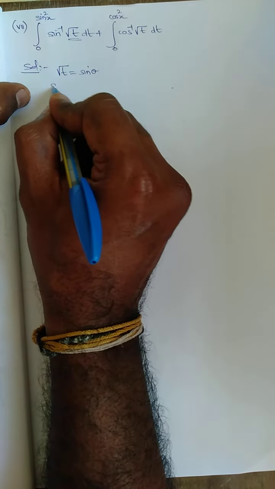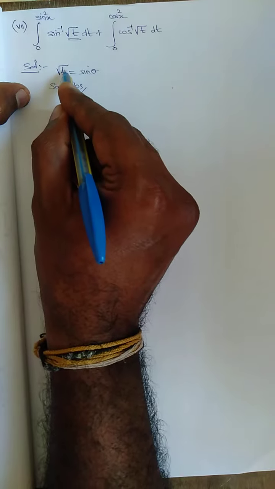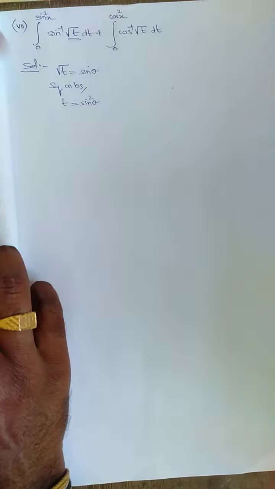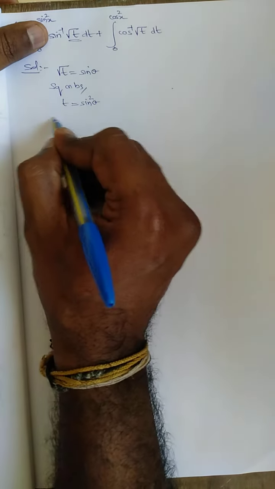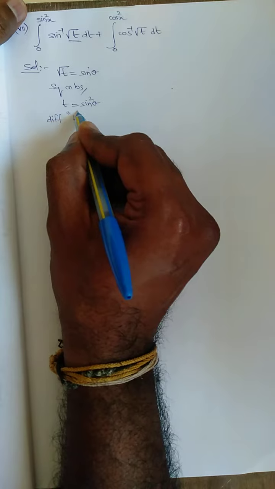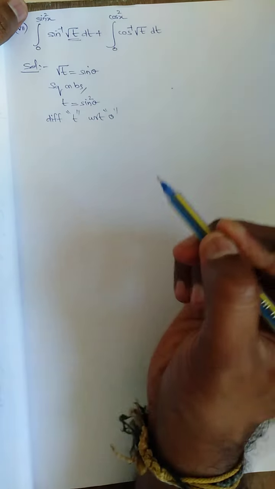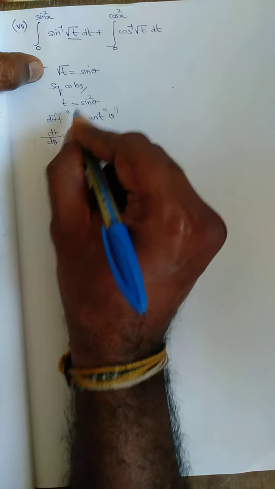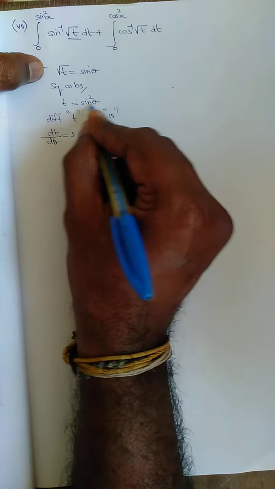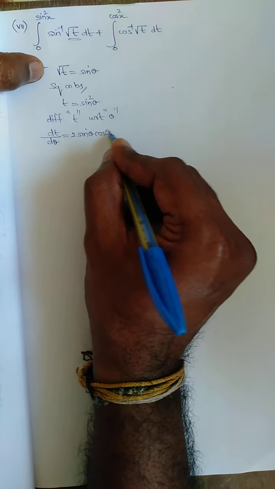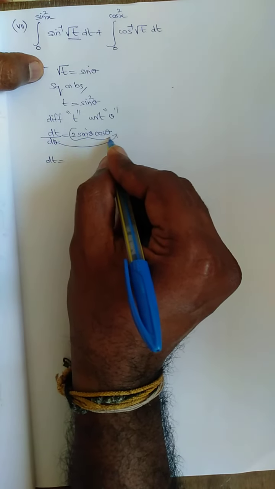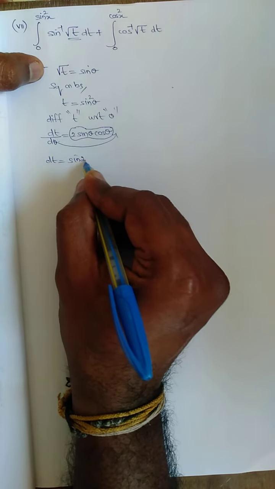If I square on both sides, the square root goes, which becomes t. Here the square comes on sin theta, so t is equal to sin square theta. Differentiate t with respect to theta. dt by d theta is equal to, bring down the power, 2 sin theta, and differentiate sin theta, which is cos theta. So d theta moves here. 2 sin theta cos theta, by the formula, is sin 2 theta, so dt is sin 2 theta d theta.